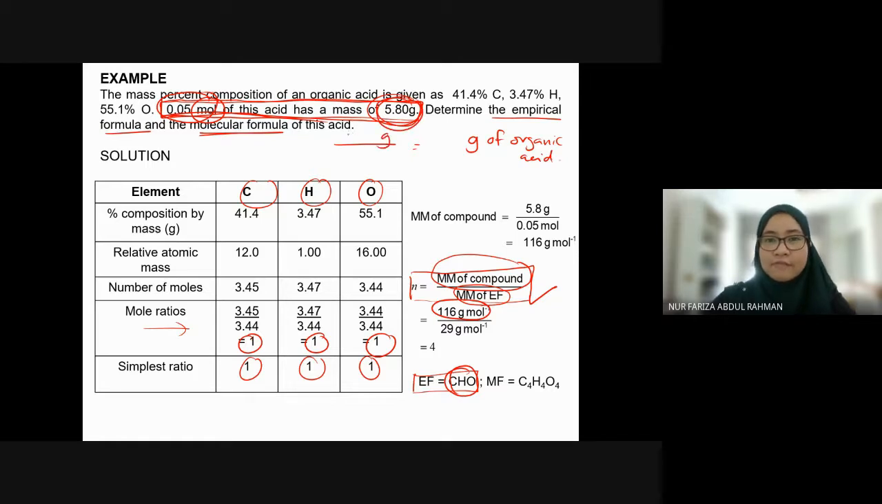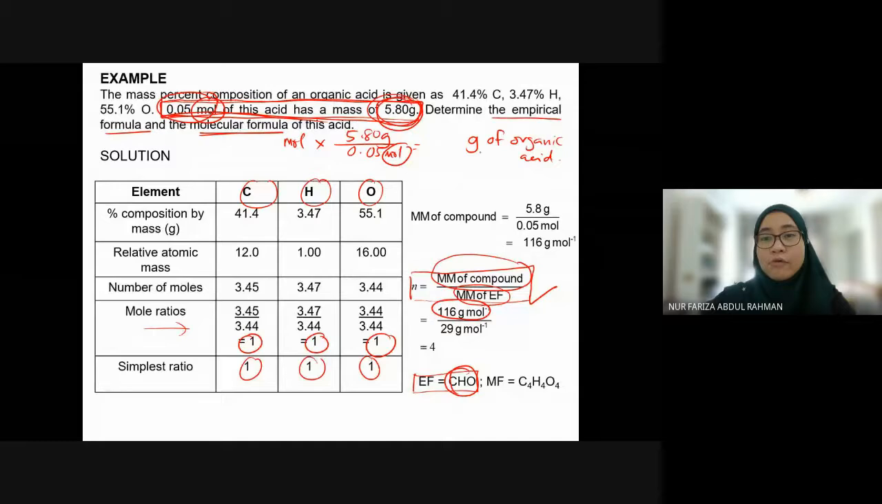So 5.080 gram on top. Bawah at the bottom should be 0.05 mole. Later it should be gram. So what should be put here? From the unit here, it should be the same as what we have here. Betul tak? So mole dekat sini, sini pun kena mole.